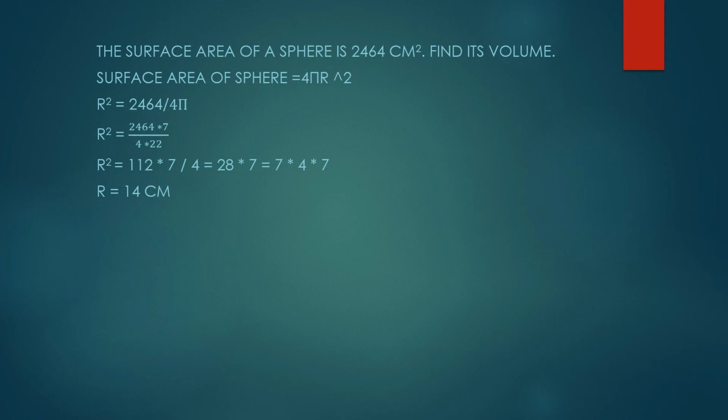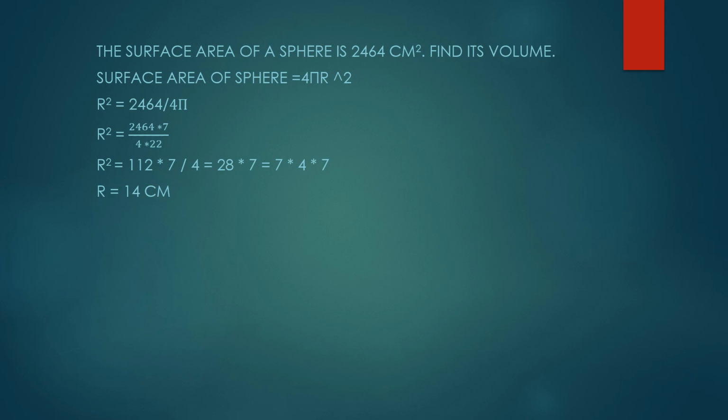Next question is similar. Surface area of a sphere is given. Apply it in the formula. Take r square to one side, all the numbers to the other. Do not start multiplying 2464 into 7. Try to divide it with 4 or with 22. It is divisible by 22. Right in one step, you get 112 times 7 by 4.